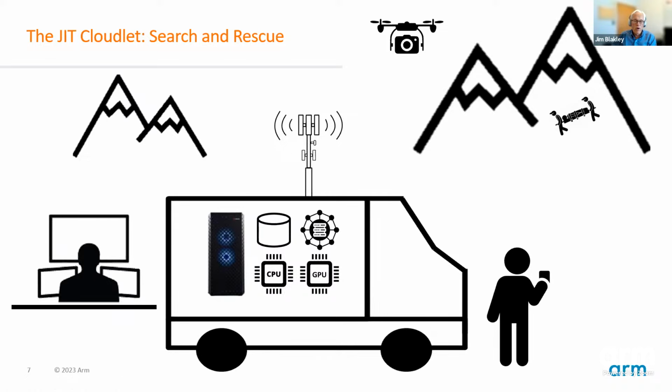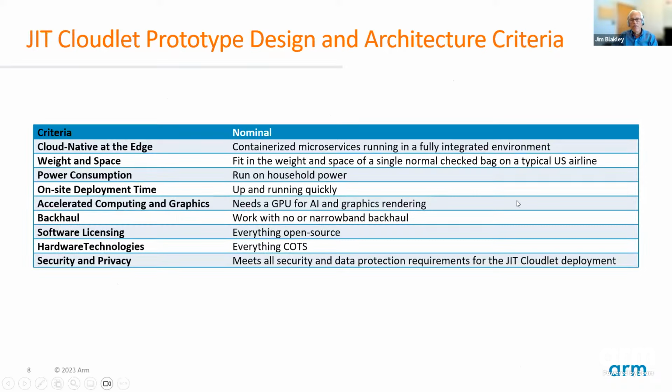So that's a primary focus for us as a team. We defined a set of requirements for the just-in-time Cloudlet architecture and a prototype that we built, that I'll talk about more in a minute, to be able to build a proof of concept around the whole just-in-time Cloudlet solution. The first main criteria was cloud native at the edge.